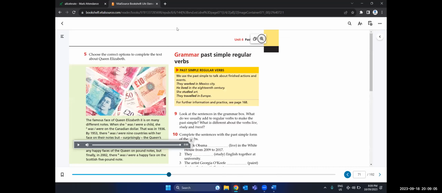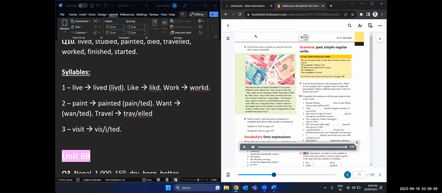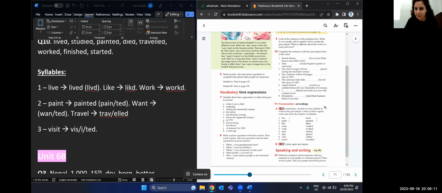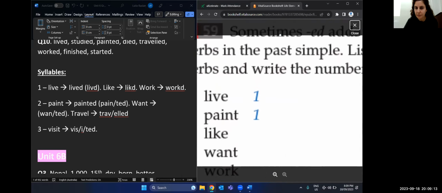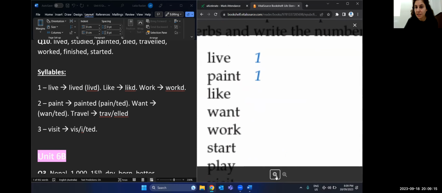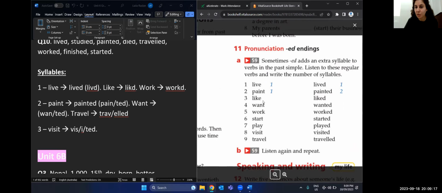Okay, so let's look at them together. They did the first two for us. So live is only one sound, and lived, one sound. Paint, painted. Painted has two sounds.